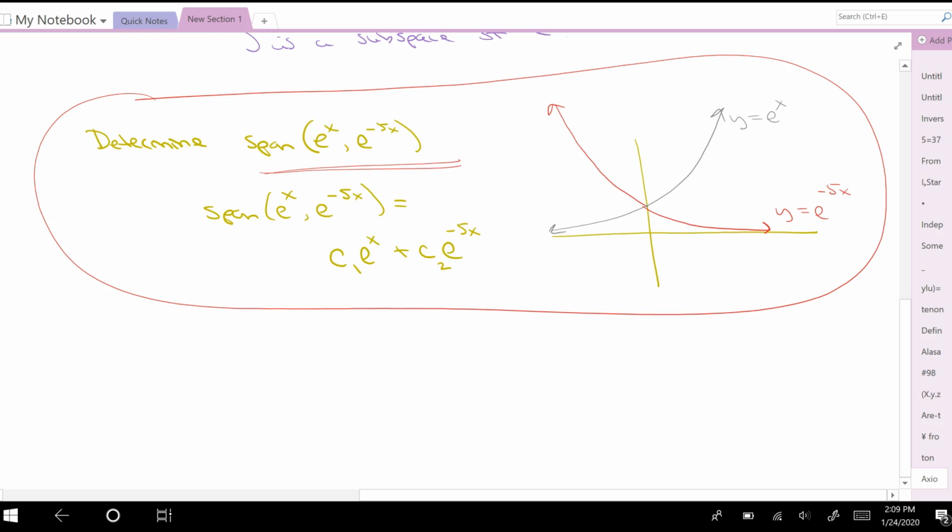In any event, if you have these two functions, e to the x and e to the negative 5x, I graphed them here. If I find the linear combinations of these two, of all possible linear combinations, allowing for C1 to be 0 and C2 to be 0, for example, is it safe for you to see that they would equal a set of functions that occupy or span R2?